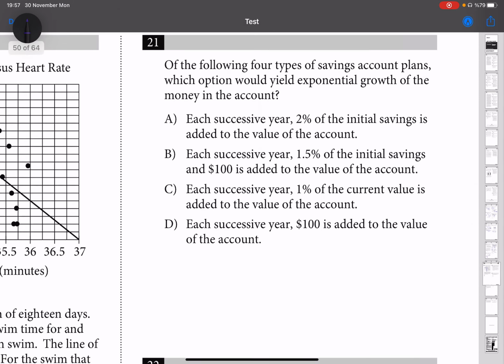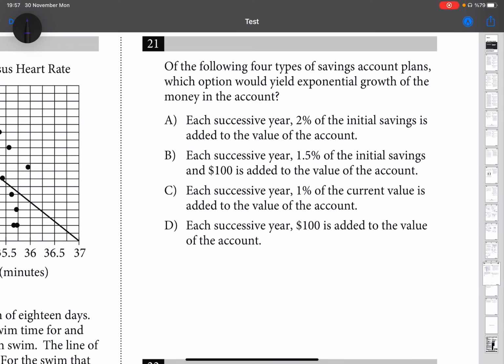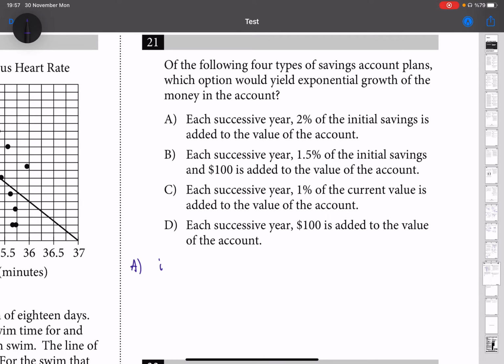Next question. Of the following 4 types of saving account plans, which option would yield exponential growth of the money in the account? A states each successive year 2% of the initial saving is added to the value of the account. Let's model it. There is some initial savings and 2% of it added to the value of the account each year. So let's call it a number of years past. So this function is a linear function. So this is not an exponential growth.